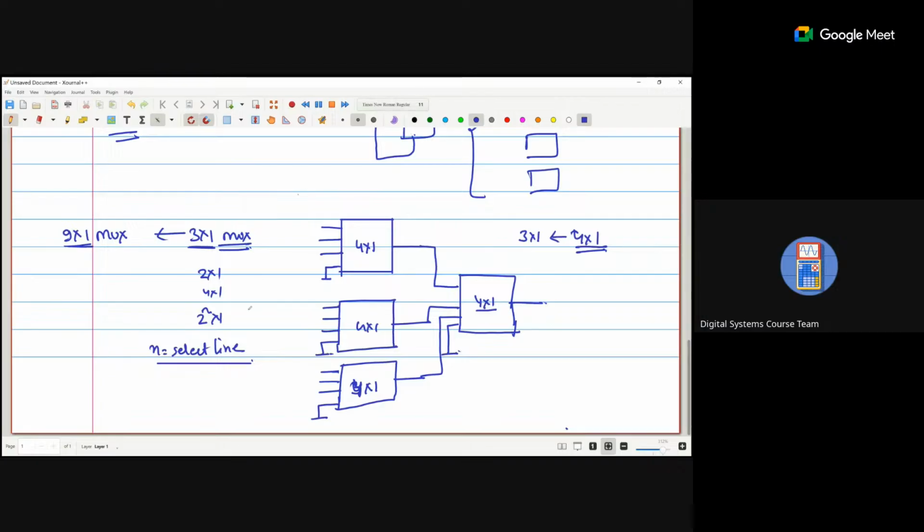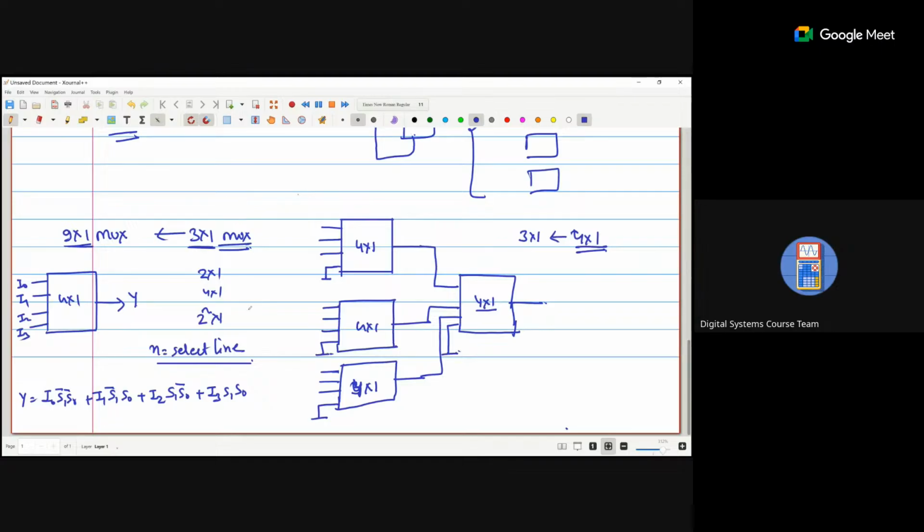What is the final equation of that? If we have a 4 cross 1 mux, this is my y, with I naught, I1, I2, I3. So what is y? y equals I naught S1 bar S0 bar plus I1 S1 bar S0 plus I2 S1 S0 bar plus I3 S1 S0. Okay, this is my equation.